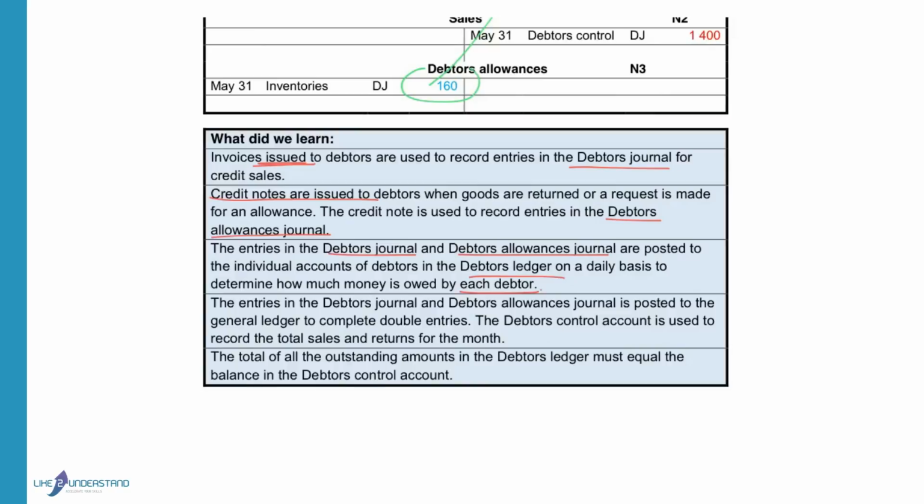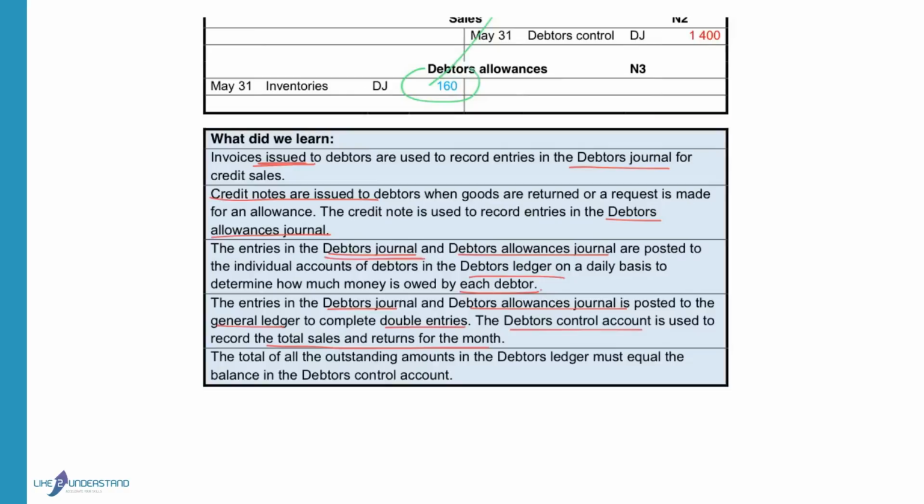The entries in the Debtors Journal and in the Debtors Allowances Journal are also posted to complete a double entry in the General Ledger. The Debtors Control Account is used to record the total sales and the total returns. So the individual entries for sales and returns are recorded in the Debtors Journal. The total at the end of the month will be recorded in the Debtors Control Account.